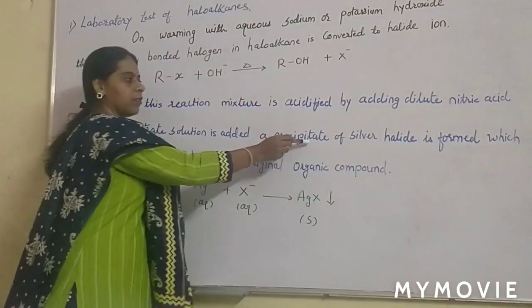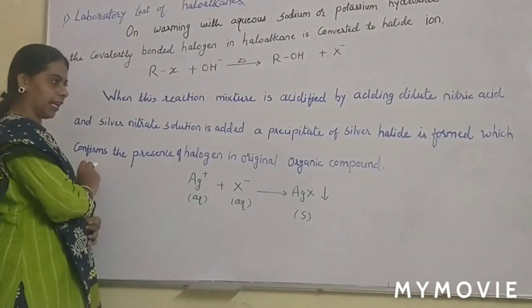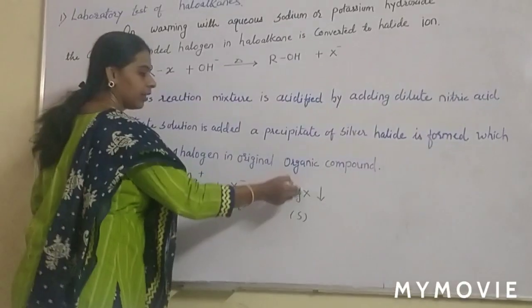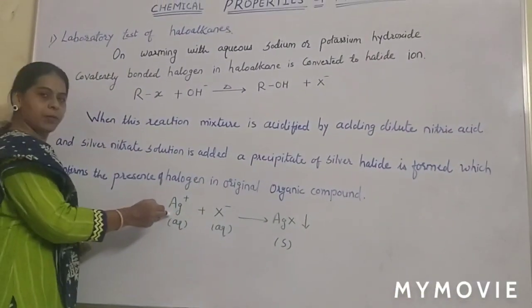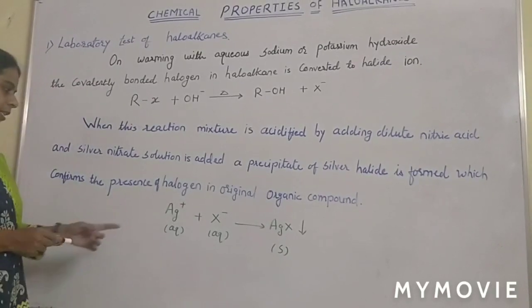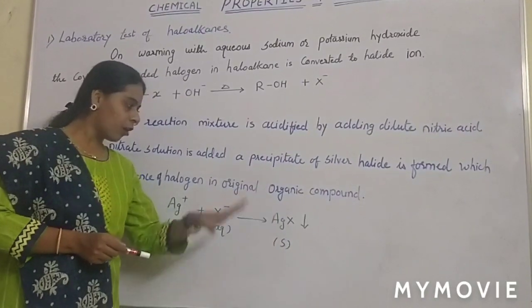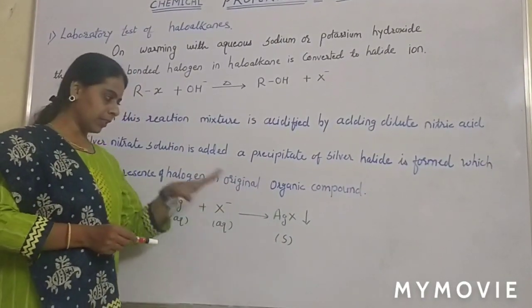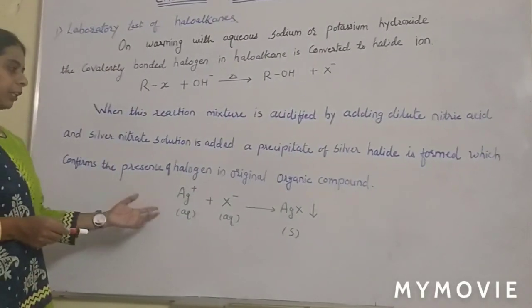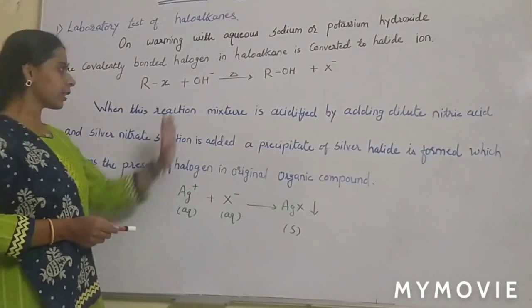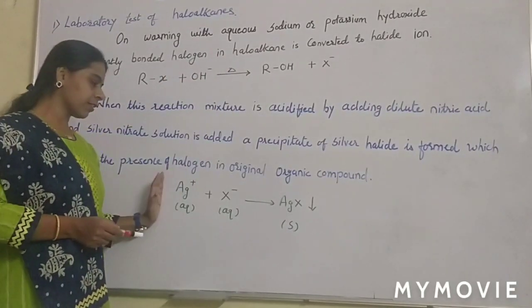What will happen? A precipitate of silver halide is formed. Silver halide means the product having the halide ions is combined with the halide ions. Now see this reaction, Ag plus combined with X minus, so there is a formation of AgX, and that is the silver halide, formed in the form of a precipitate. It will settle at the bottom of that beaker, and from this reaction it confirms that the original reaction mixture must have halide ions.